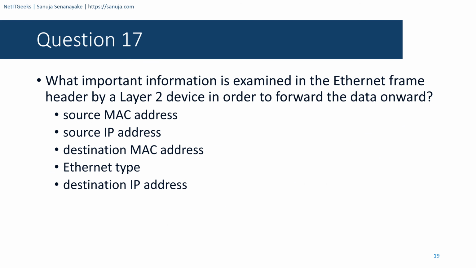Question number 17. What important information is examined in the Ethernet frame header by a layer 2 device in order to forward the data onward? This time we are looking at a layer 2 device. The options are: source MAC address, source IP address, destination MAC address, Ethernet type, destination IP address.